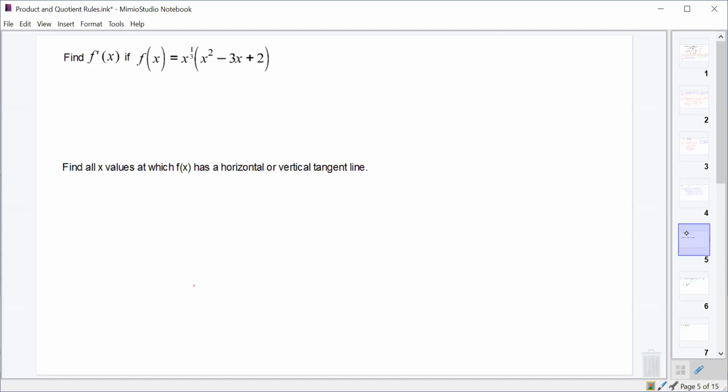It's one function times another function, right? The product rule. So the product rule, that's right. I don't know why the little bar doesn't show up very well on my screen. So if u is x to the 1/3 and v is x squared minus 3x plus 2, our derivative f prime ought to be u times the derivative of v, which is 2x minus 3, plus v times the derivative of u.